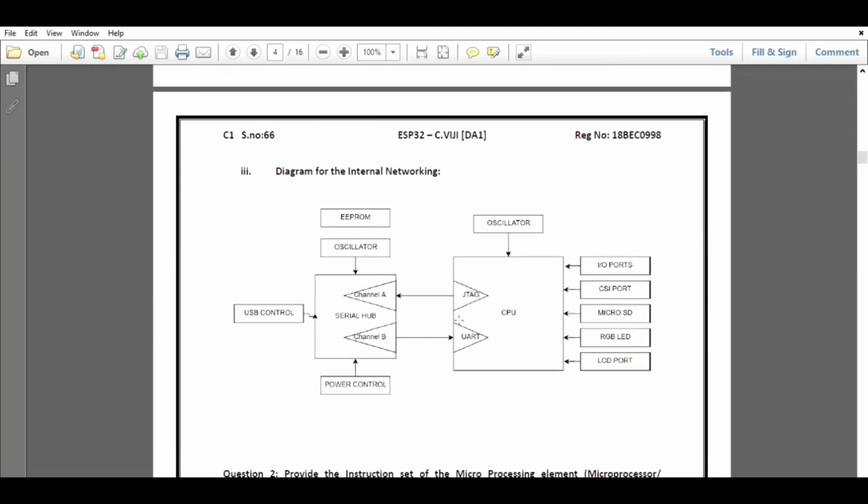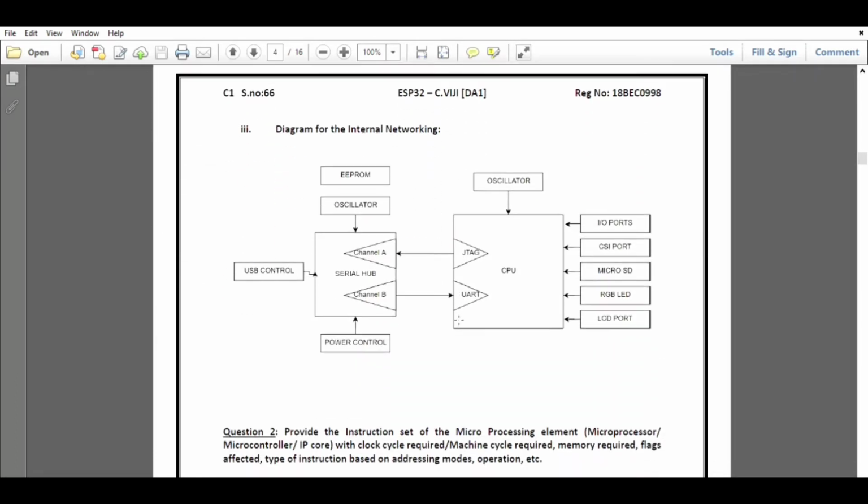And this is the internal networking of the ESP32. Here the oscillator, USB counter and power control are connected in serial manner. This serial hub has two channels, channel A and channel B. Channel B is connected with UART, which is used for serial communication, and channel A is connected with JTAG.